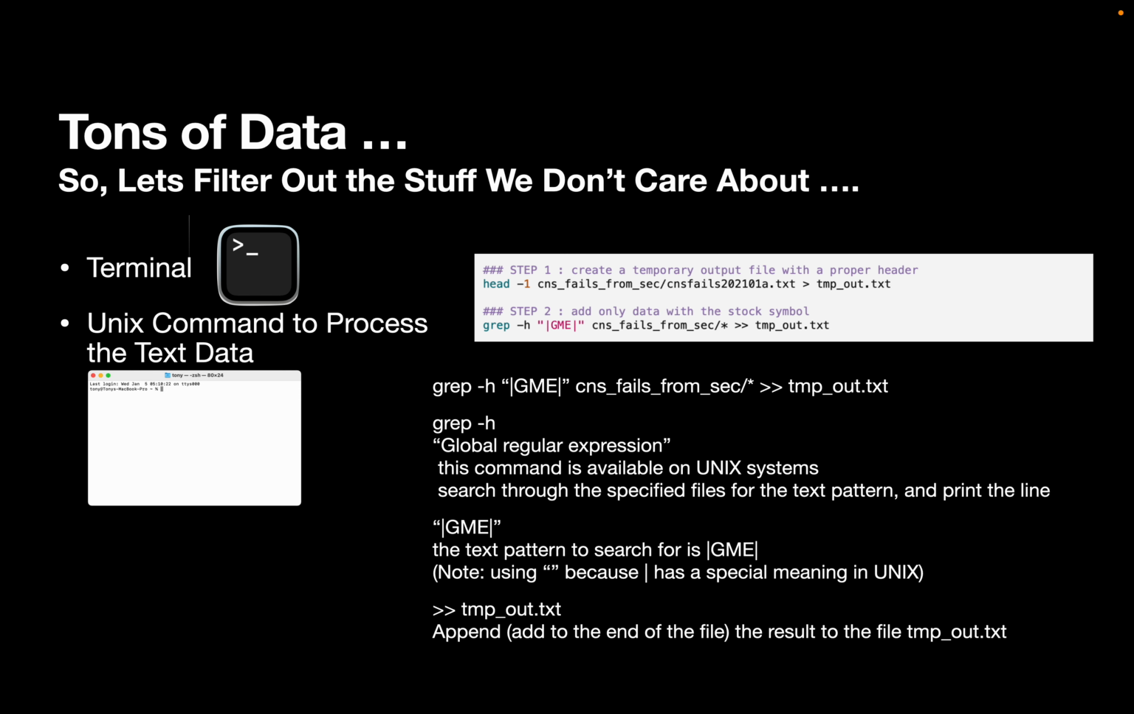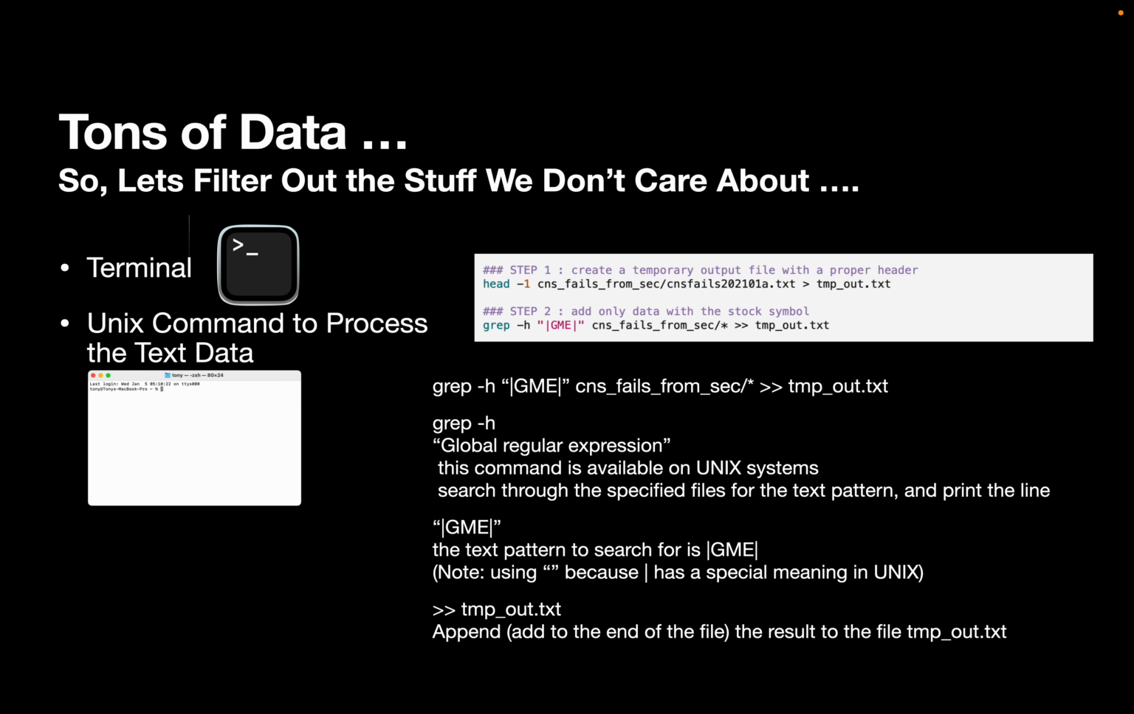So in this case, we're going to look for the pattern |GME|, right? And that pattern should indicate GameStop. GME is the symbol for GameStop. So we're going to look for everything that has the symbol for GameStop in it. So we're going to do a grep -h of "|GME|", and that will search for the GameStop pattern. And we're going to look in the cns_fails_from_sec directory, and we're going to look for all the files there. So we just specify the directory /*.